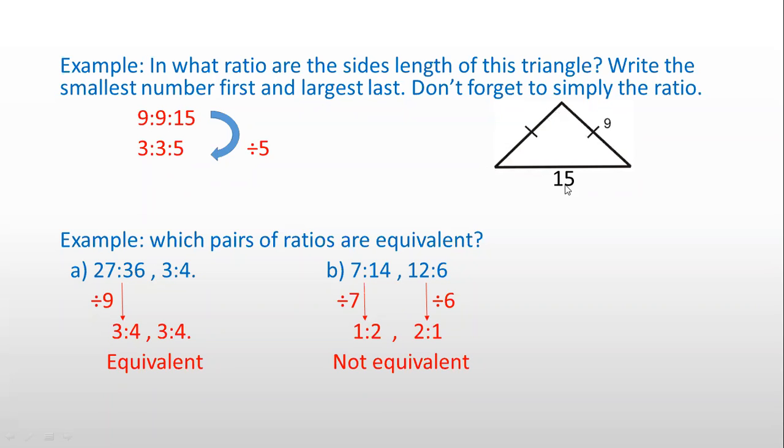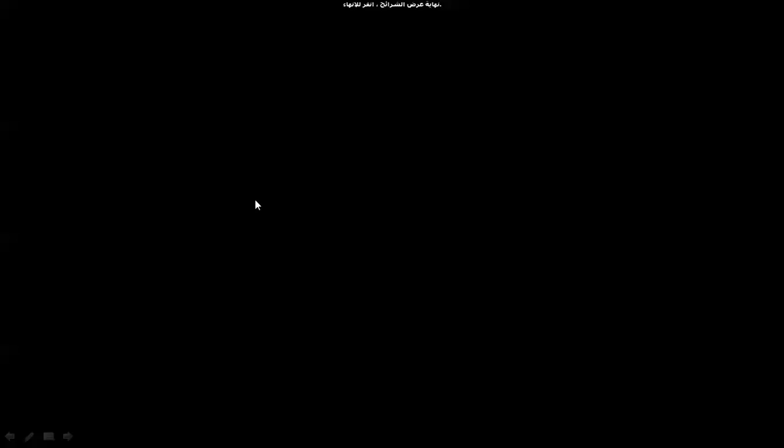So if I need to write the ratio of sides of a triangle, I will write 9, 9, 15. This is already 9. How come 9? How do you know this is 9? From this sign. This means the side length 9 here equals side length 9 here. So it will be 9 to 9 to 15. What's 15? This is the length of the base of the triangle. So it's 9 to 9 to 15.